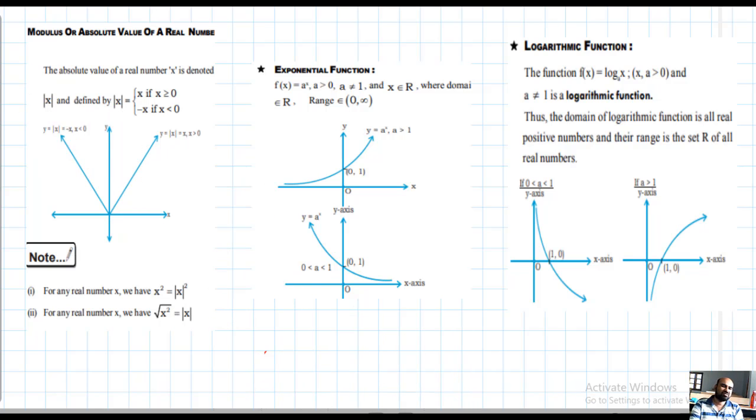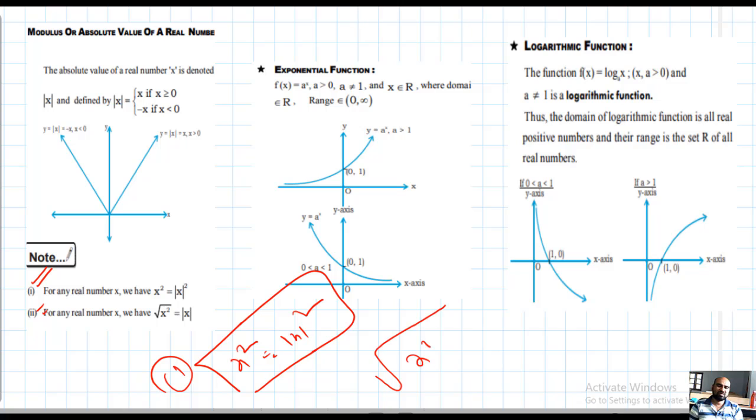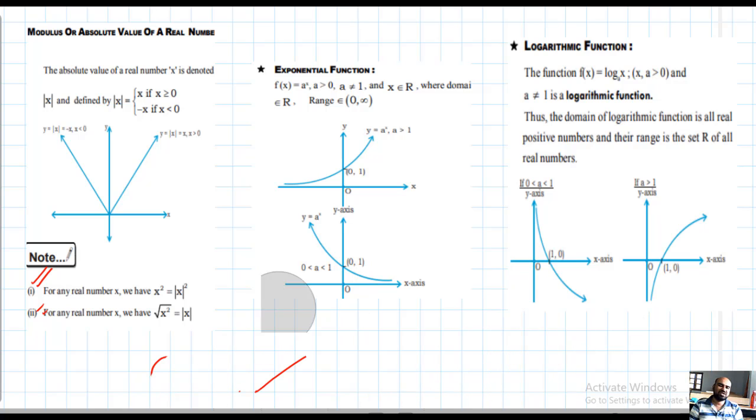Important notes, students, two important notes are given here. Everyone should remember these two notes. What is the meaning of that? x square and mod x whole square are both the same. And root over x square, don't cancel, that is a wrong concept. Root over x square means mod x. Root over sin square x means mod sin x. Root over x power 4 means mod x square, which becomes x square only, that is not a big problem. The next is the exponential function.